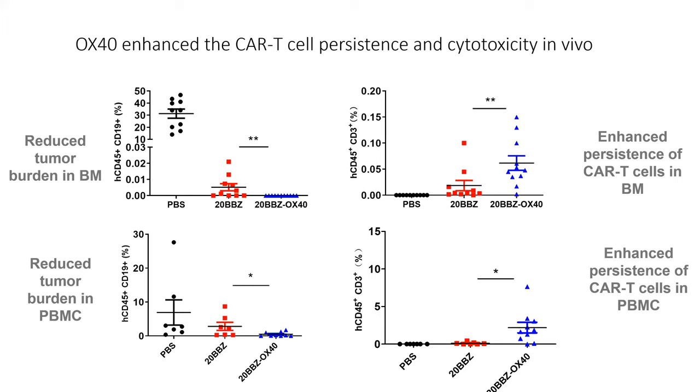Based on the enhanced proliferation and the enhanced cytotoxicity we observed, we performed an in vivo experiment with these CAR T cells. We used large tumor bearing mice and treated them with a single dose of the 20BBz and the 20BBz-OX40 CAR T cells. We found that after the treatment, the tumor burden in bone marrow and in peripheral blood was decreased after the 20BBz-OX40 treatment. On the contrary, the CAR T cell proliferation was greatly increased after the 20BBz-OX40 CAR T cell treatment in both the bone marrow and the peripheral blood.